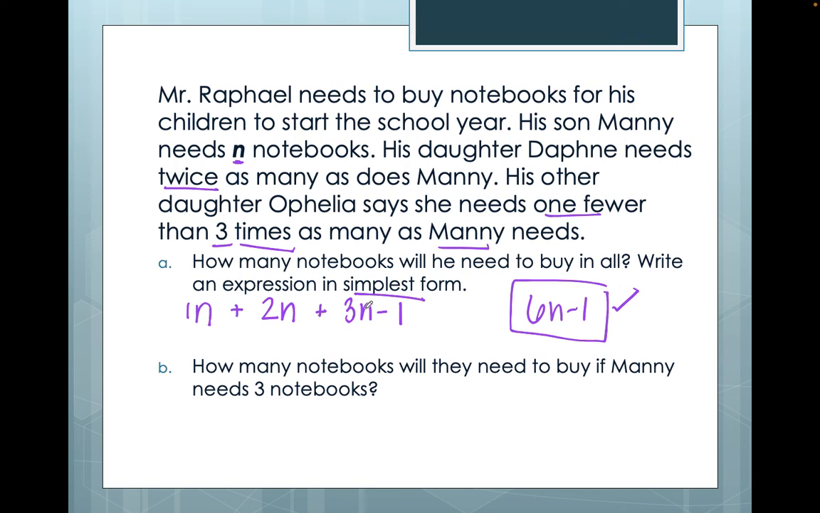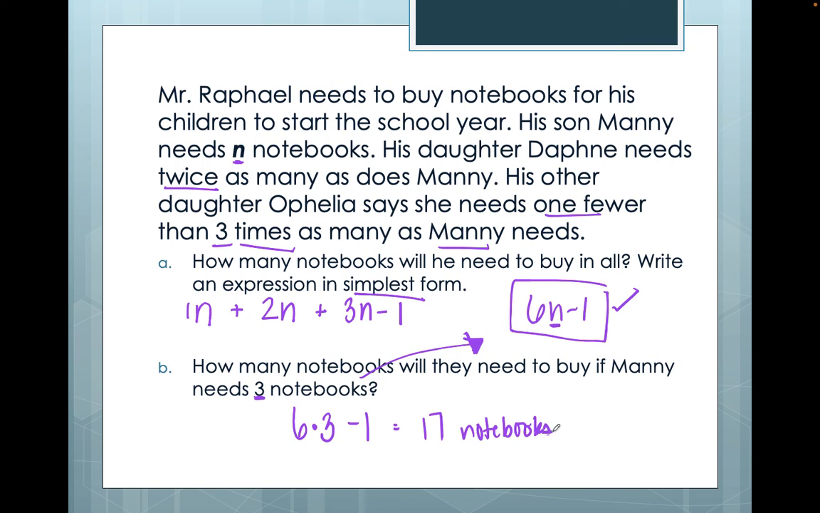How many notebooks do they need to buy? If Manny buys 3, or needs 3, we can take our answer from here, since that's the total of all 3 kids, and we can multiply 6 times 3 if N is representing Manny. 6 times 3 minus 1, which is 17 notebooks.